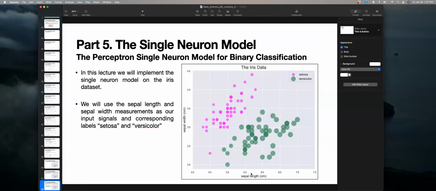So X1 is sepal length, X2 is sepal width. And we're going to use these signals, these measurements, to try to predict which flower we're looking at. Now, just looking at this picture, you can see that if the sepal width is above 3.5, then it almost certainly looks like it might be a setosa, based on the data that we're looking at.